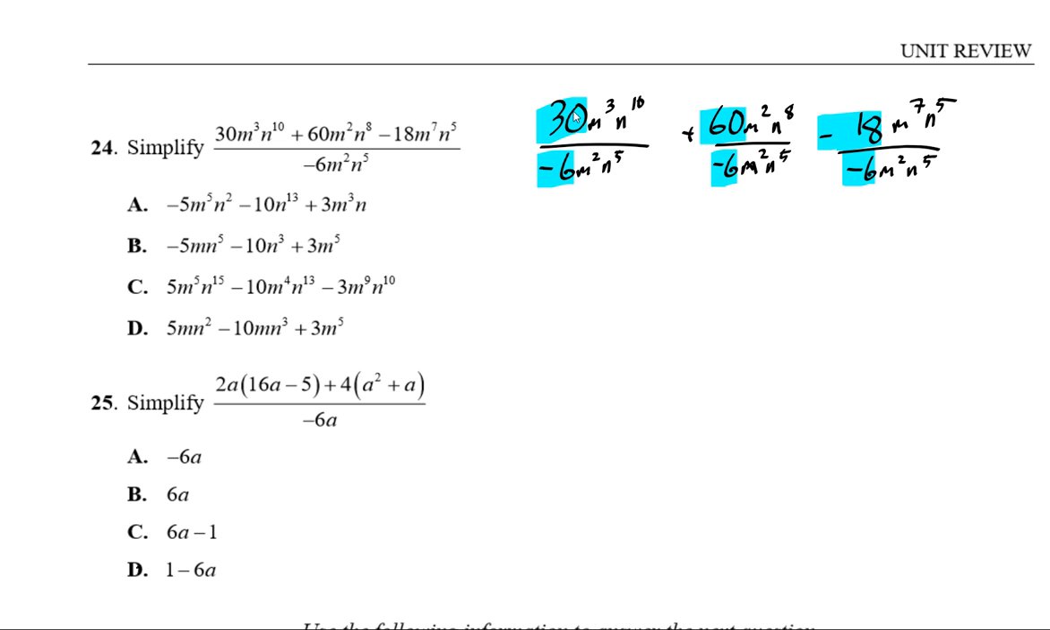So here we have 30 over negative 6, that's negative 5. 60 over negative 6, that's negative 10. Negative 18 over negative 6, that's positive 3. Negative 5, negative 10, and 3 show up all over the place here, but they're in different orders, so we need to make sure about our m's and our n's. We can't jump ahead to an answer. Let's look at the m's.